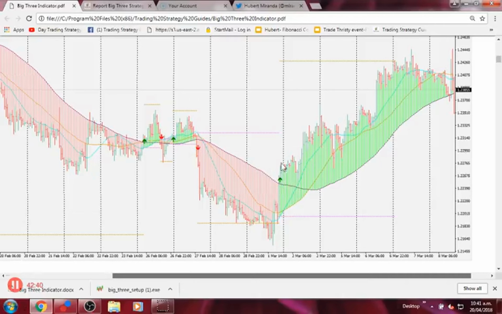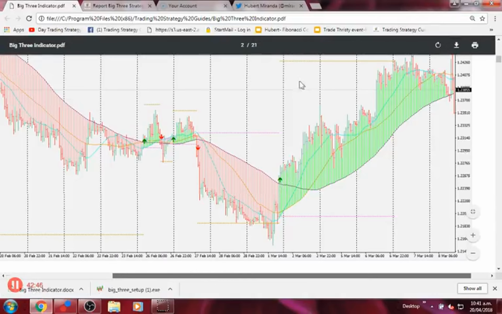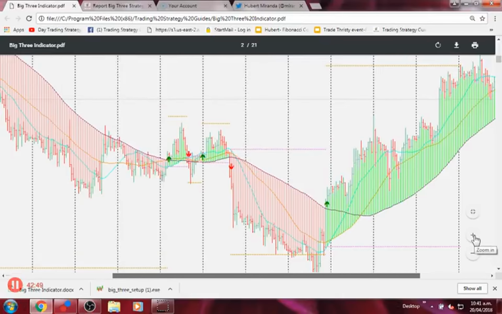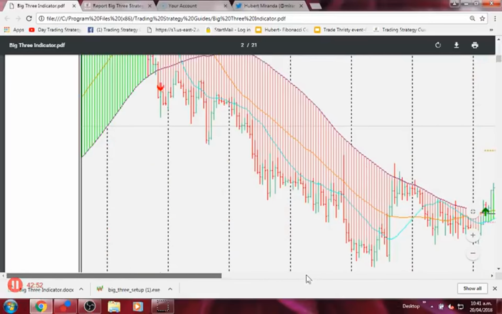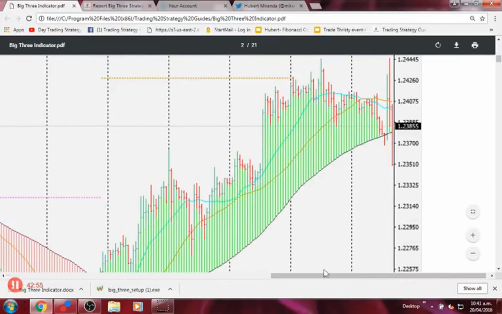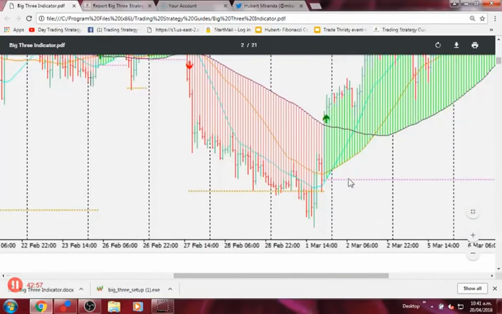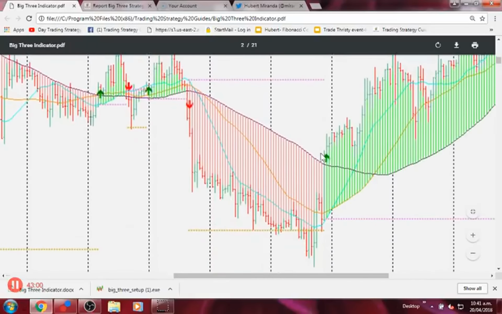So the minute this first candle here, try and make this a bit bigger again. Okay, that's probably better. So the minute price moves above all 3 moving averages, you get an arrow, a green arrow, and you also get the shading changes from the red, which is when price was below it, to green, because this is now an up.